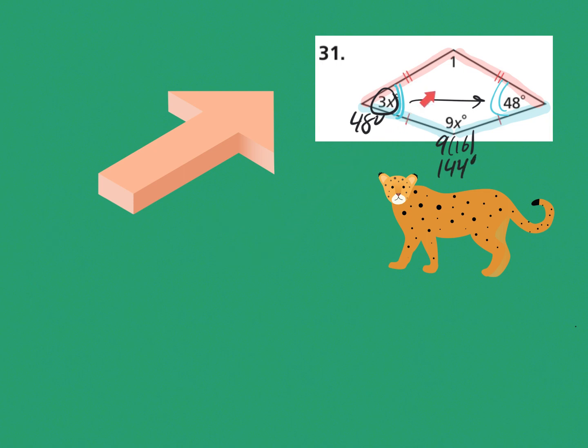But in problem number 31, they were asking us for the measure of angle 1. So every kite is a 1, 2, 3, 4 quadrilateral. So the sum of the interior angles is 360 degrees. Again, the sum of the interior angles is the number of sides, which is 4, minus 2 times 180, which is 2 180s, which is 360.